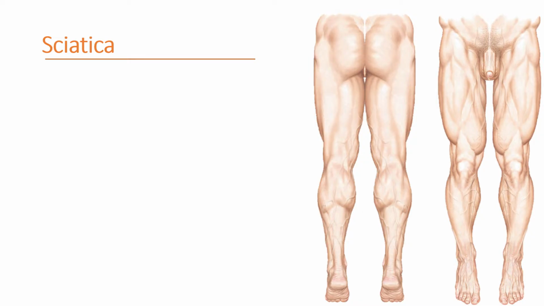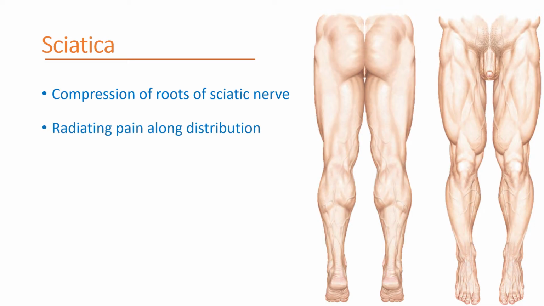Sciatica is a condition which is caused by compression of the lower lumbar and upper sacral nerve roots or due to pressure over the sacral plexus. In this condition, the patient experiences radiating pain along the distribution of the sciatic nerve, that is pain over the posterior aspect of the thigh, posterior and lateral sides of the leg and lateral part of the foot.